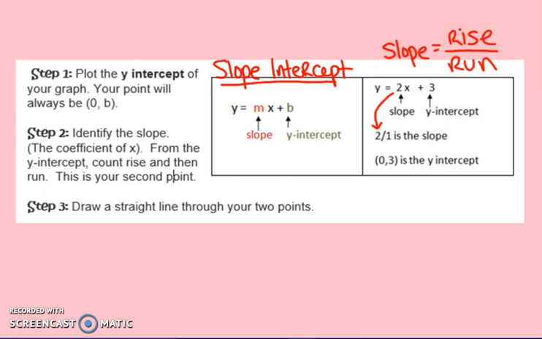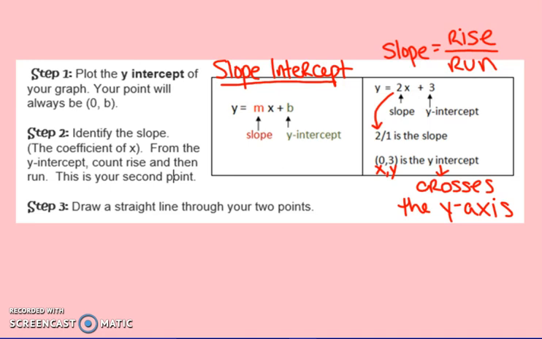Your y-intercept is positive 3, so our point is going to be 0, 3. And keep in mind, your y-intercept is where your graph crosses the y-axis. So in our coordinate point, we always put x, y. Well, if my y-intercept is 3, then my y value needs to be 3.